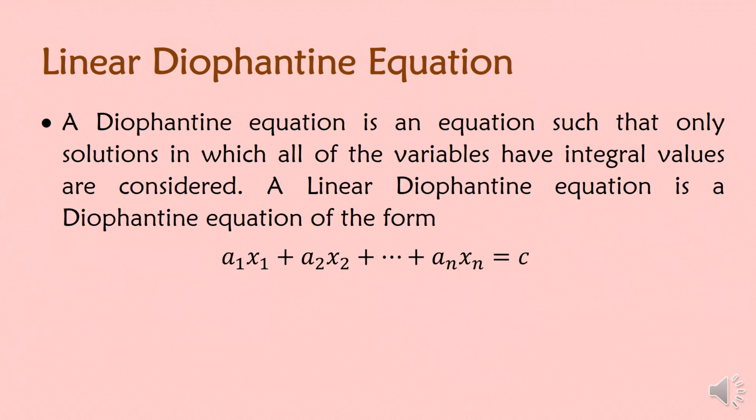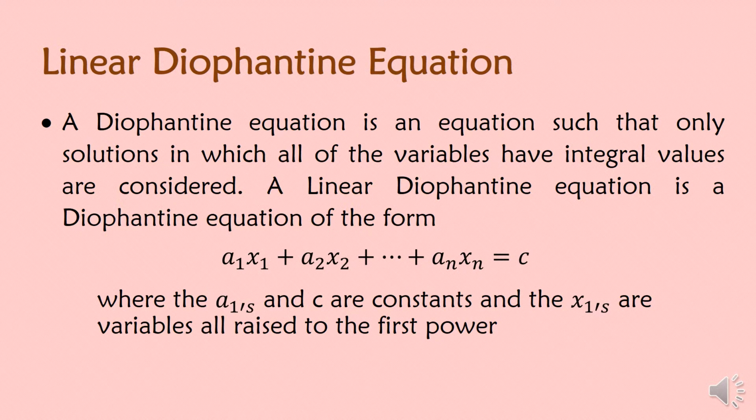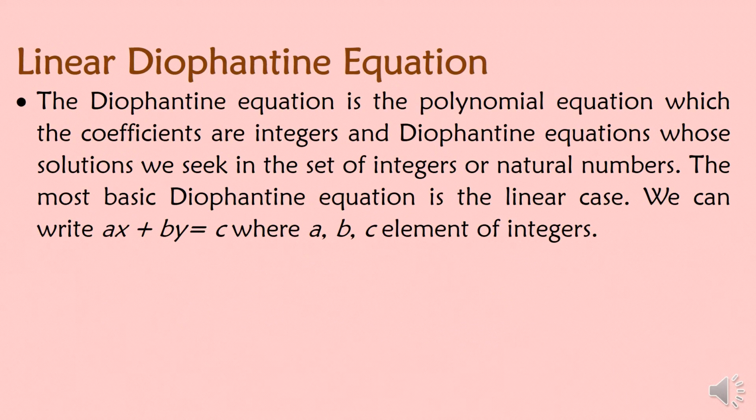A Diophantine equation is an equation such that only solutions in which all the variables have integral values are considered. A linear Diophantine equation is a Diophantine equation of the form a_1 x_1 + a_2 x_2 + and so on equals c, where the a_i and c are constants and the x_i are variables all raised to the first power. The Diophantine equation is a polynomial equation in which the coefficients are integers, and whose solutions we seek in the set of integers or natural numbers.